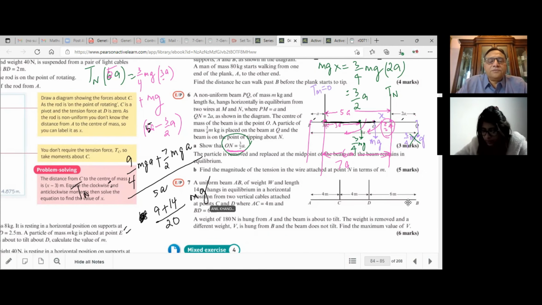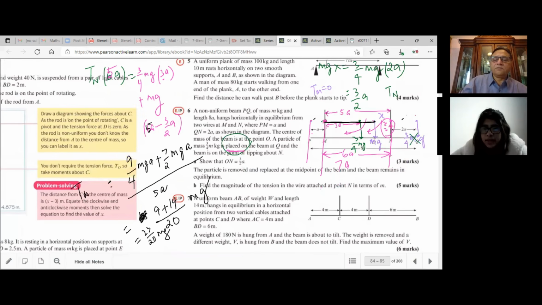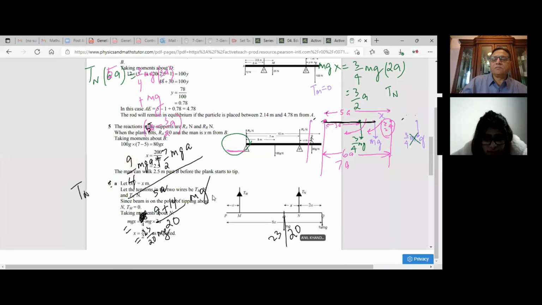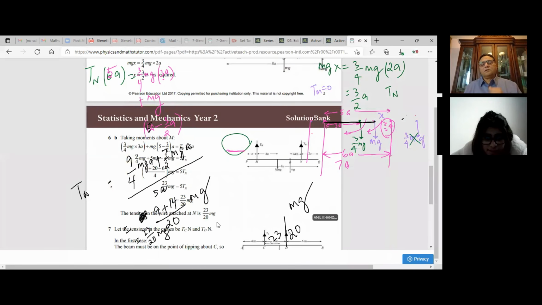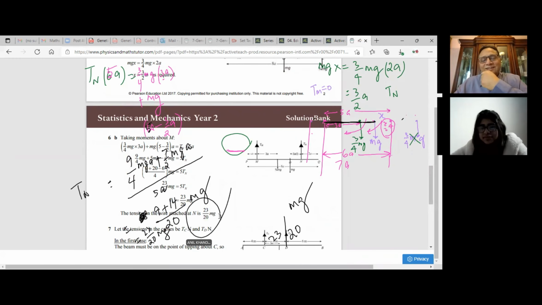So 9 plus 14 is 23, right? 23 over 20 mg. Oh. So that is what we get, the tension. 23 over 20 mg. I really understood that one. Yay. Oh. I'm getting it now. Good job. It's really clear. Yeah. So we finally got it, right?